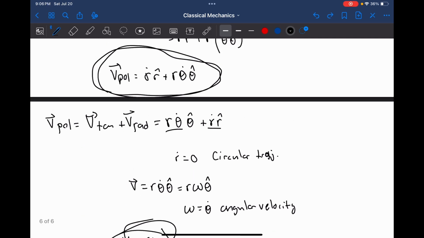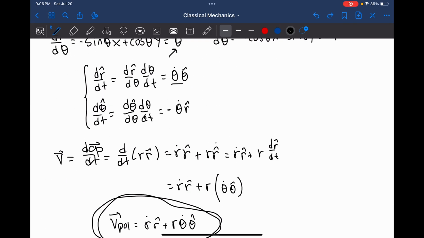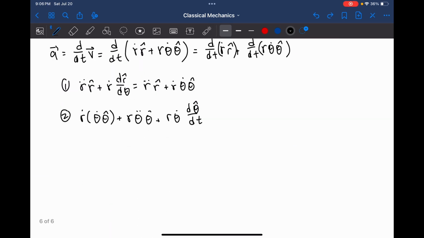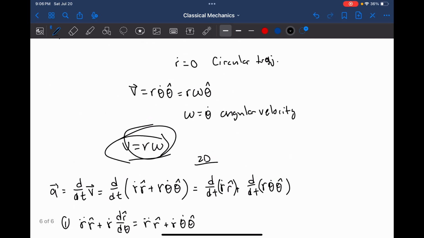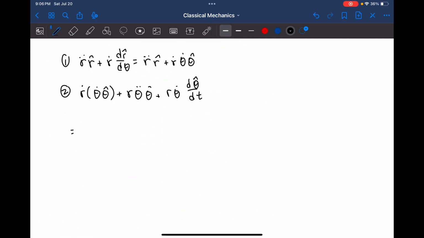We know, coming back up here, that d theta hat dt is equal to minus theta dot in the r hat. So if I factor out an r hat and rearrange, and factor out a theta hat and rearrange, this is going to become r double dot minus r theta dot squared in the r hat, plus 2 r dot theta dot plus r theta double dot in the theta hat.